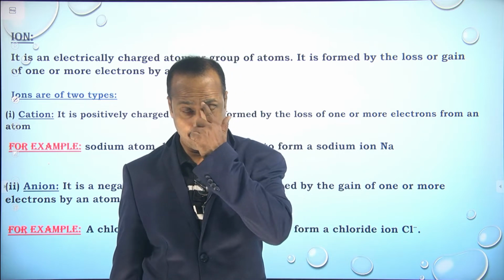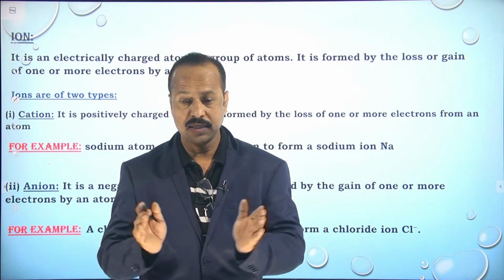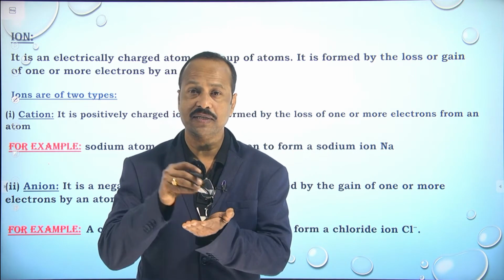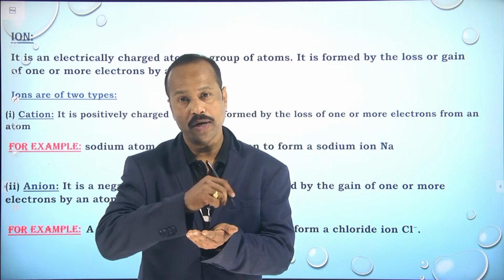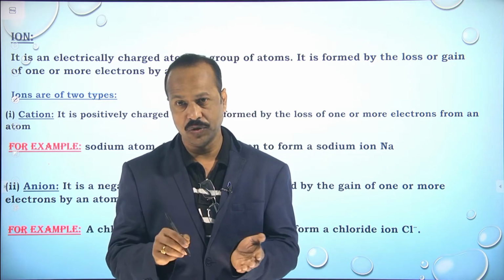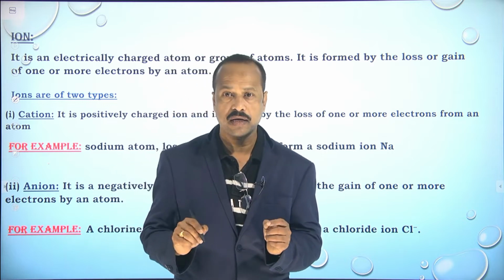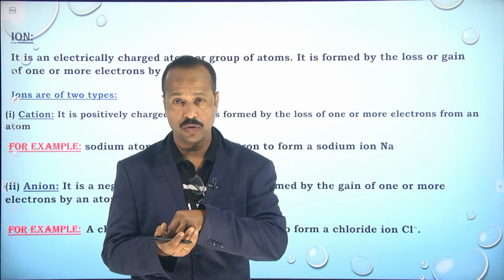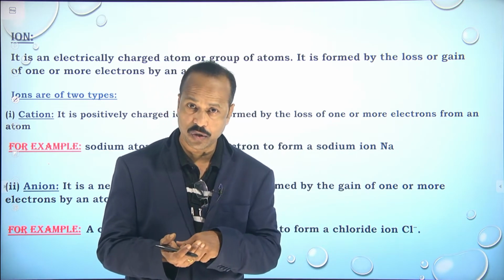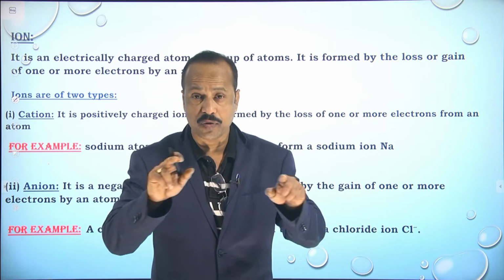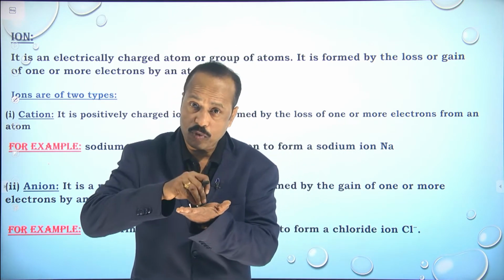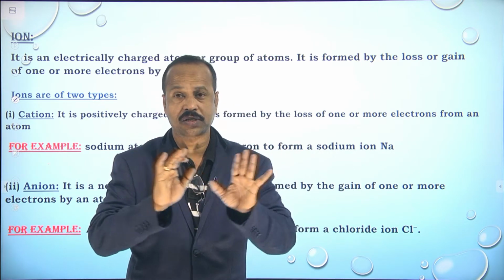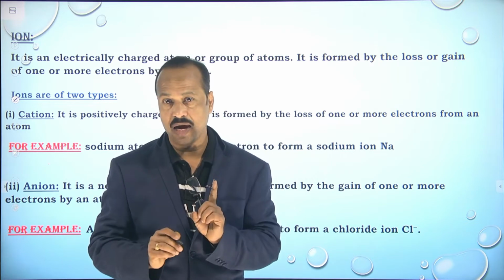So here you see, an atom is neutral. Neutral means the number of protons present in the nucleus is equal to the number of electrons revolving around the nucleus. This we already studied. An atom consists of protons, electrons and neutrons. Protons and neutrons are present in the nucleus, and electrons revolve around the nucleus. So the number of electrons is equal to the number of protons, so the positive and negative charges are equal. So generally they are called atoms.